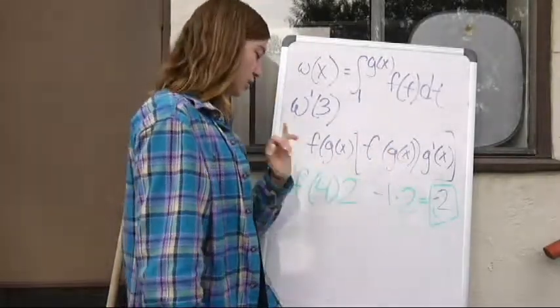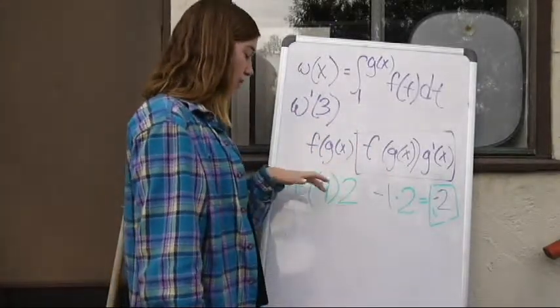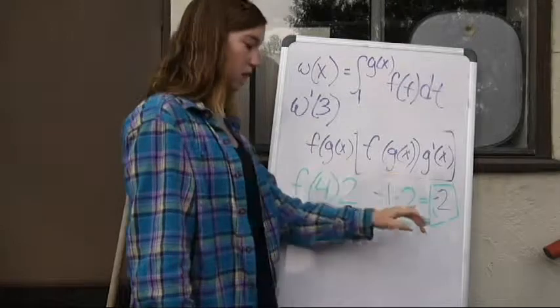g of 3 is 4, g prime of 3 is 2, so f of 4 times 2. f of 4 is -1, times 2 is -2.